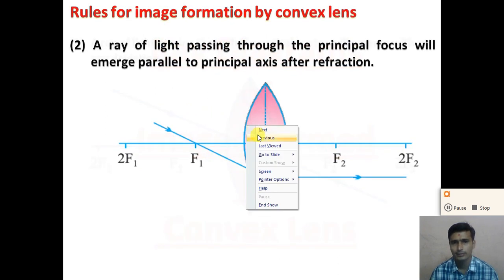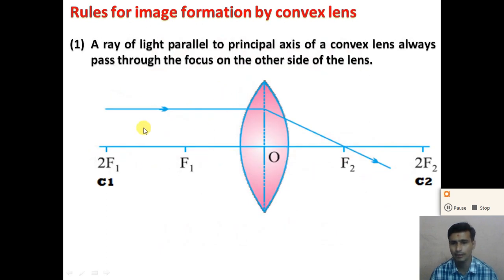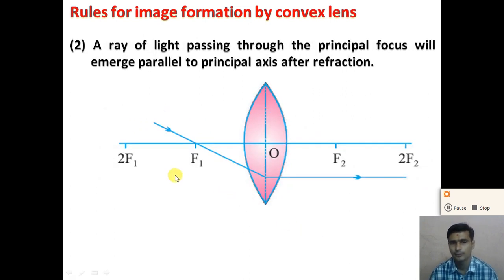What is the first rule? When a ray of light parallel to the principal axis of a convex lens is refracted, it always passes through the principal focus on the other side of the lens, right? Second rule: when a ray of light passing through the principal focus is refracted, the ray is parallel to the principal axis, right?